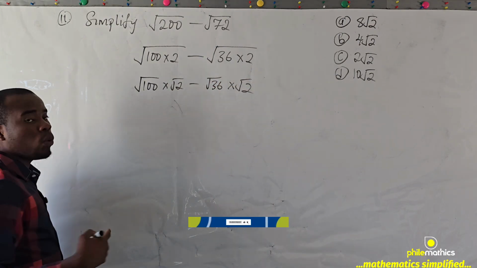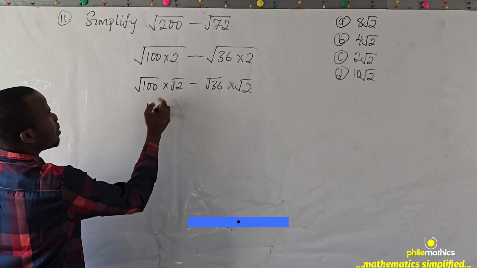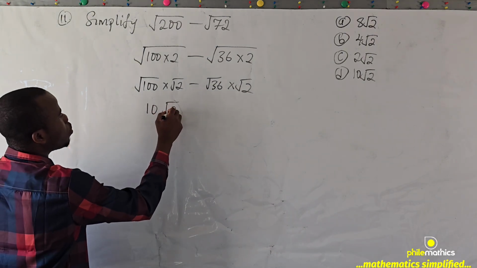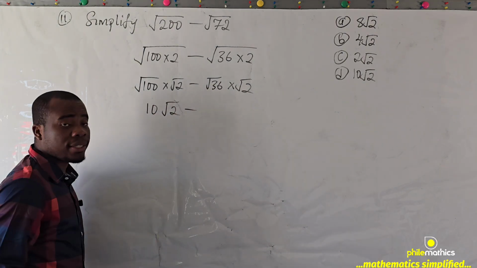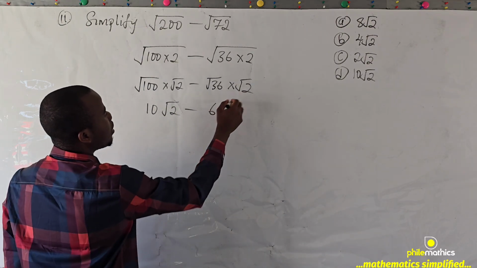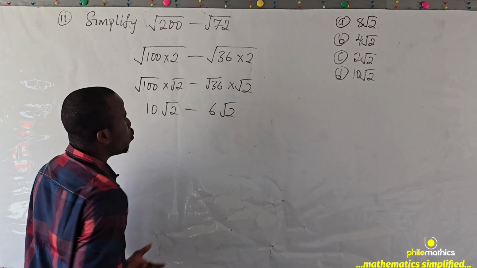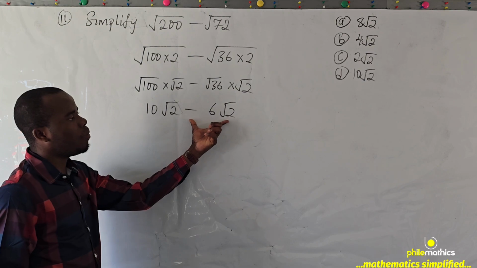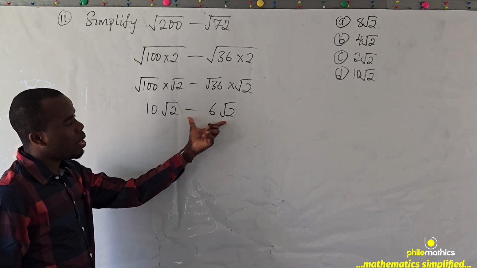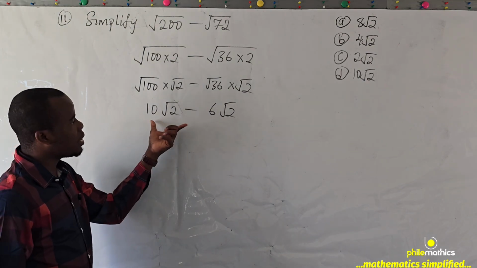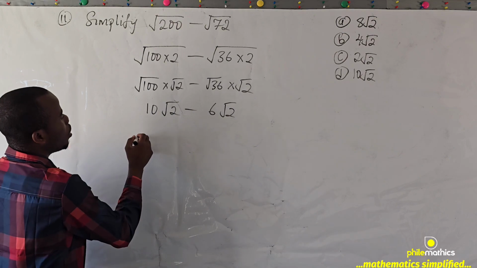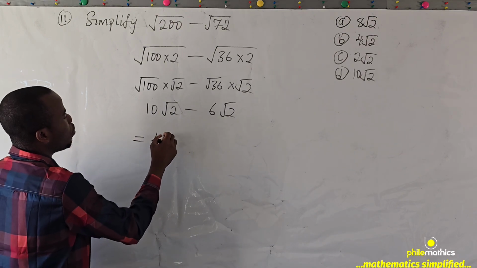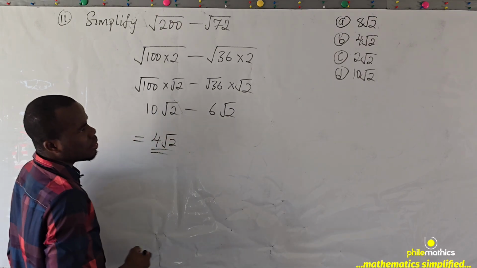Square root of 100 we know is 10, times square root of 2 is root 2, minus square root of 36 we know is 6 times square root of 2. And so now they are in the same factor, root 2. So we can subtract: 10 root 2 minus 6 root 2 is simply 4 root 2. And the answer is B.